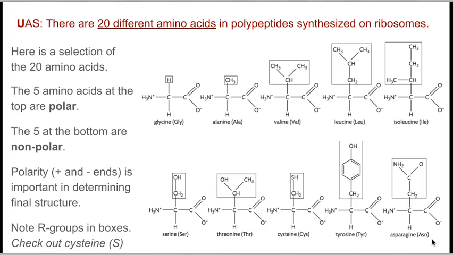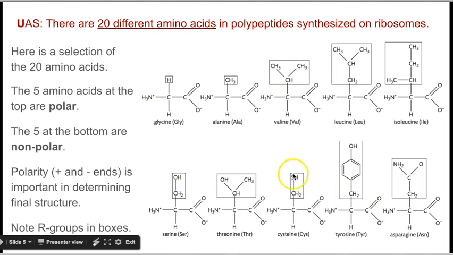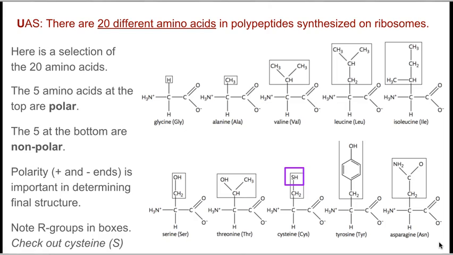Note the R groups in the boxes, the variable region, and check out cysteine, just interesting. You might remember that when we list the elements that proteins contain, it's C, H, O, N, but also S. And we can see this sulfur group here in cysteine. There's only a couple of amino acids which actually contain sulfur.